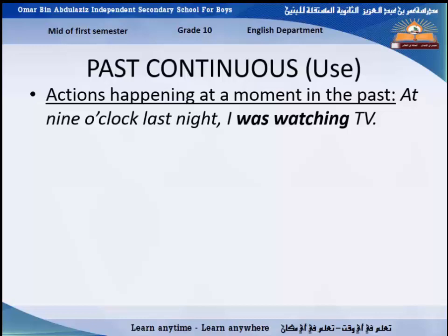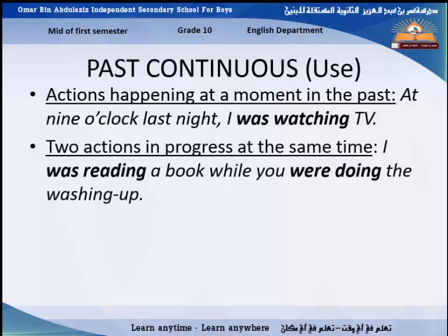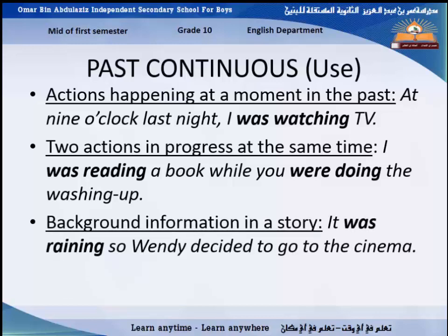The first use of the past continuous is to talk about actions happening at a moment in the past. At 9 o'clock last night, I was watching TV. Or past continuous can be used to express 2 actions in progress at the same time in the past. I was reading a book while you were doing the washing up. The past continuous can also be used to express background information in a story. It was raining, so Wendy decided to go to the cinema.